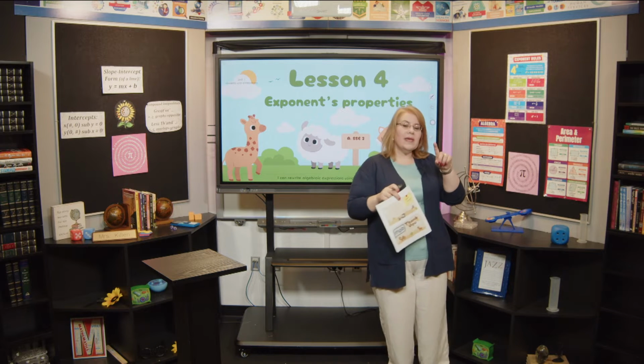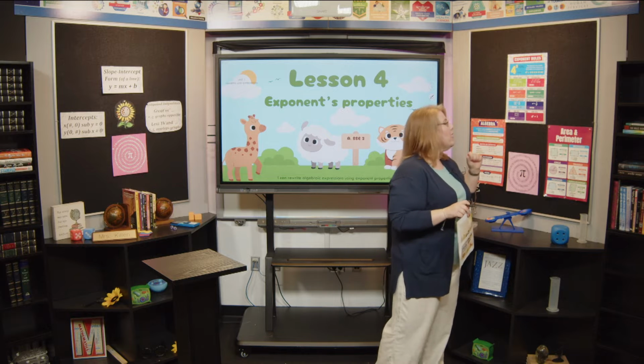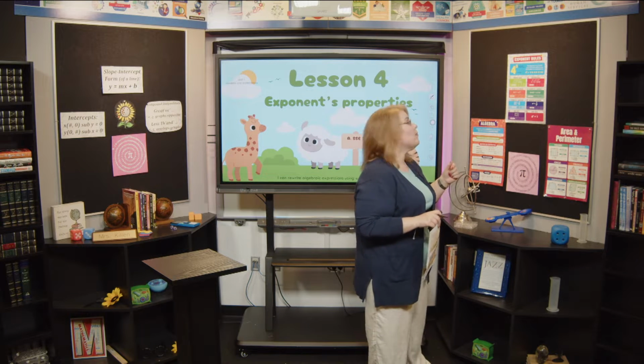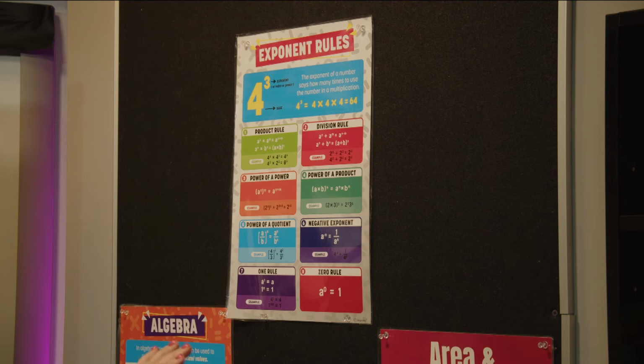Now, before we get into it, I want to show you a very important poster that I have on my wall here in my classroom. It's my exponents rule. It says the exponent of a number says how many times to use the number in multiplication. Now, you see 8 up here. In our lesson today, we're only going to talk about 7, but there are 8.